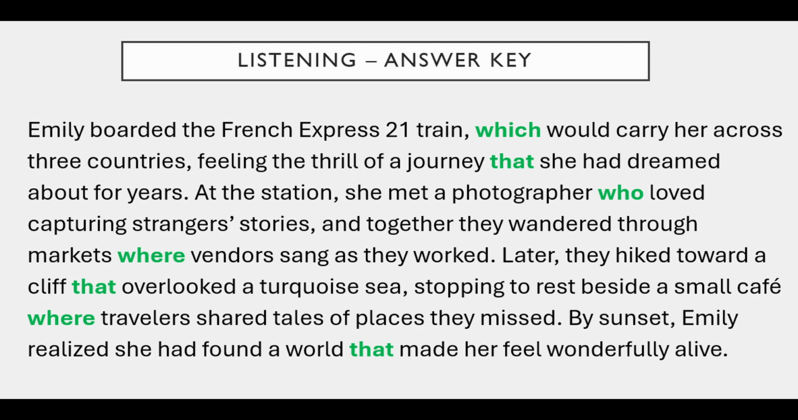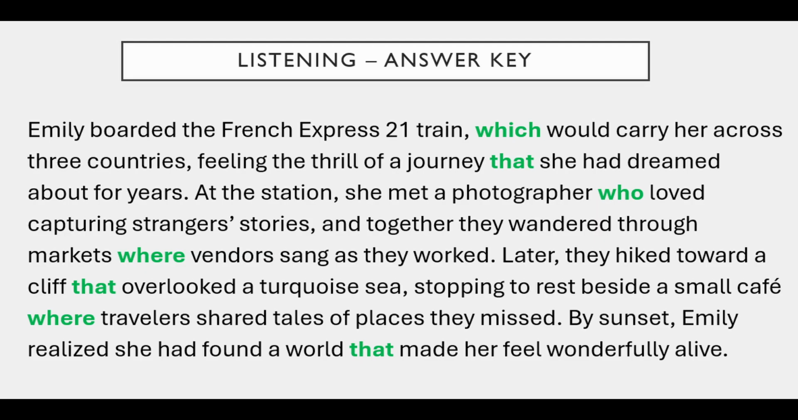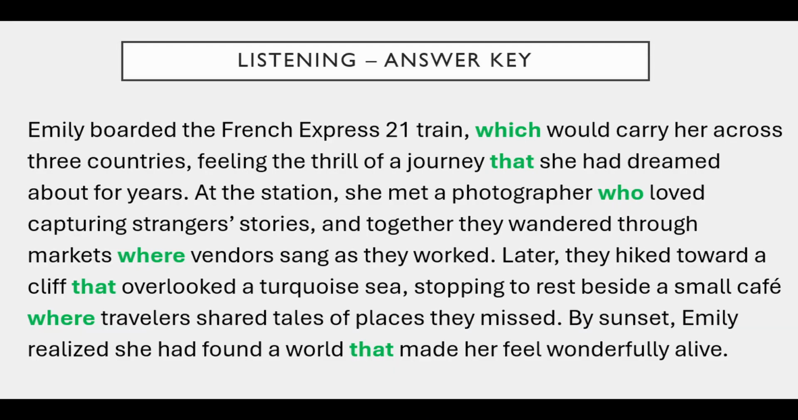About for years. A journey that she had dreamed about for years. This is an identifying clause because a journey, it's very general. So a journey, which journey? The journey that she had dreamed about for years, you see? So that's an identifying clause. So there's no comma. You can use that or you can use which in this situation, but they happen to use that, okay? At the station, comma, she met a photographer who loved capturing strangers' stories. Okay, photographer, that's a person, so we're going to say who, relative pronoun. Who, it's a subject relative pronoun. She met a photographer who loved capturing strangers' stories, and together they wandered.